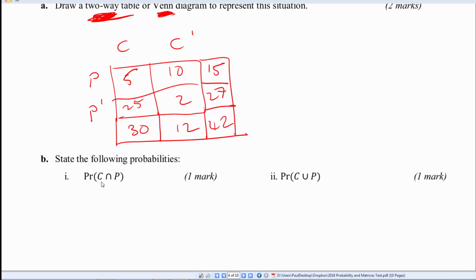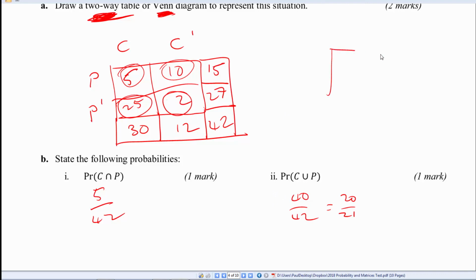Alright, now we're going to do C and P. C and P is this one here, which is 5 on 42. C union P means the intersection, and physics only, and chemistry only. So that's going to be 15 and 25 is 40 out of 42, which simplifies to 20 out of 21. So almost all of them. You could also remove 2 from 42, which would mean that would be the union, because in Venn diagram speak, that's removing this part here, which essentially leaves only the union left.